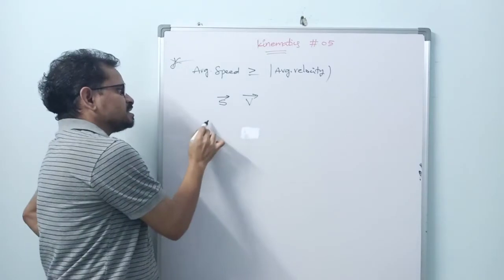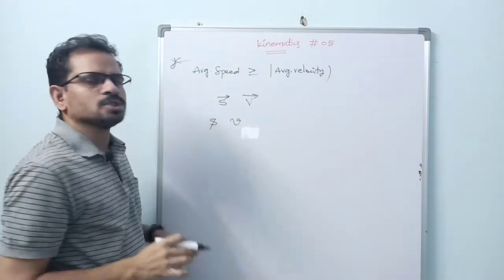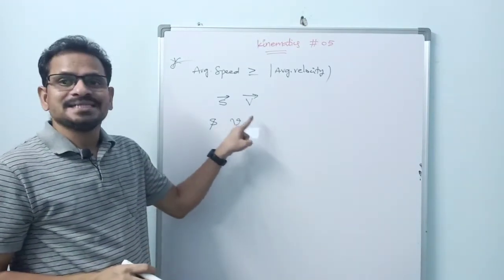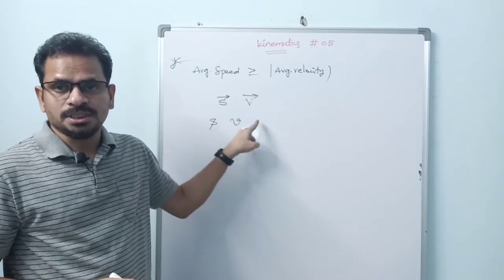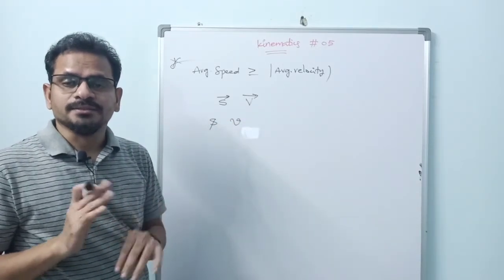Distance, small s, is a scalar, and speed, small v, is also a scalar quantity. They have only magnitudes but no directions. But in this chapter I am not going to use these arrows, because we are not touching the chapter on vectors.